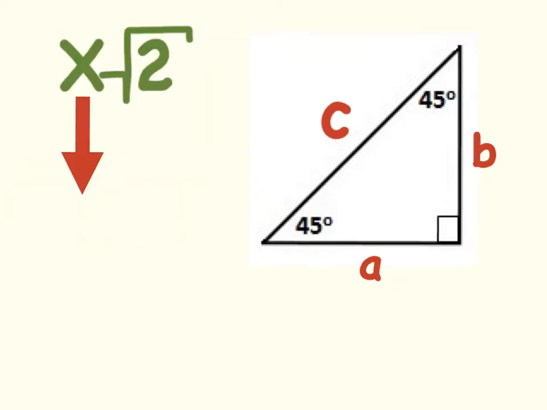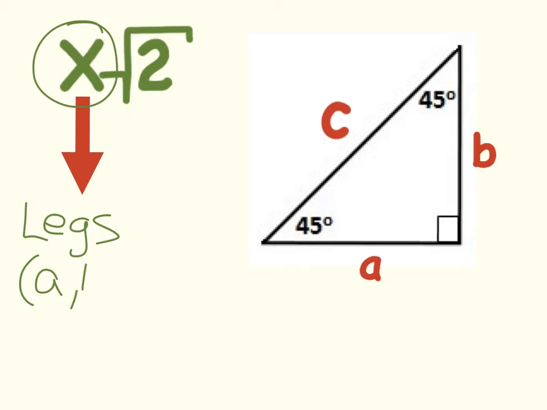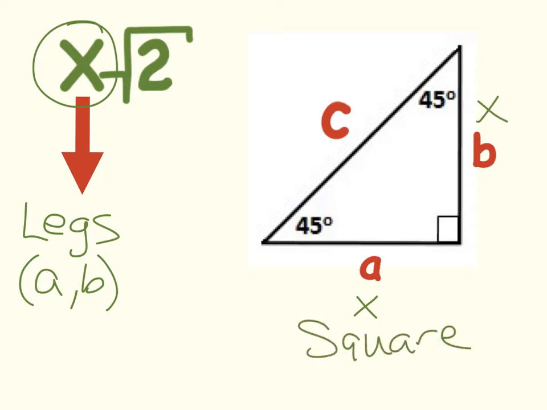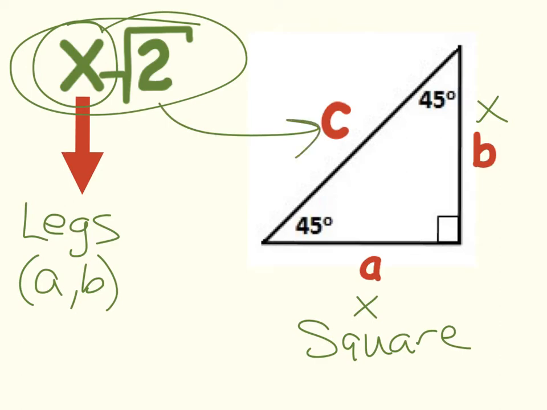So when you see a 45 degree angle, there's a couple things that you should already know. One coming from the Pythagorean theorem, and that is the x here is standing for the legs. So whatever you find in this position is going to be for A and B. That's why we can label these x, because what we're really dealing with when we have a 45 is a square. It's half of a square. The whole thing, the x times the square root of 2, that's what equals C.